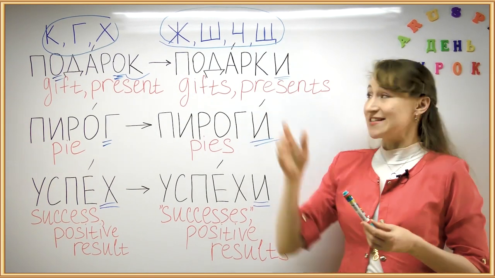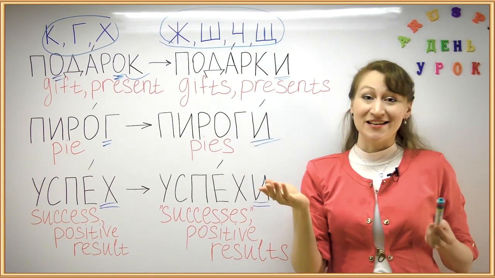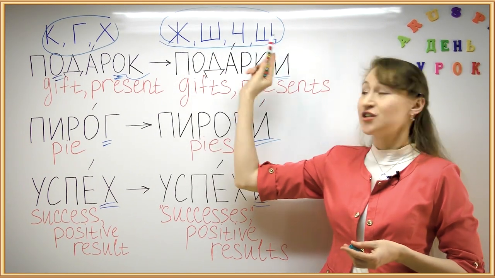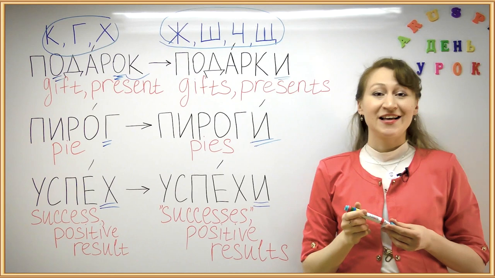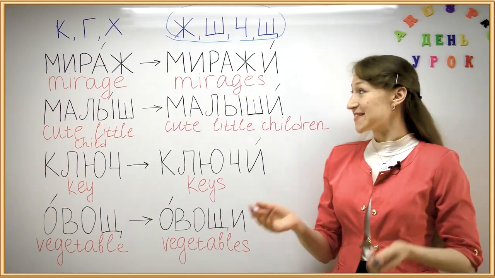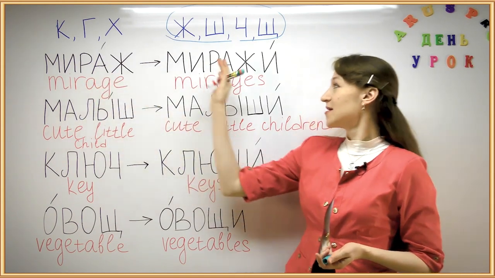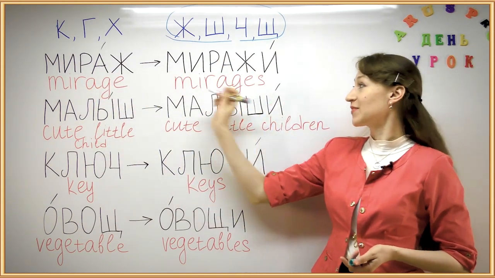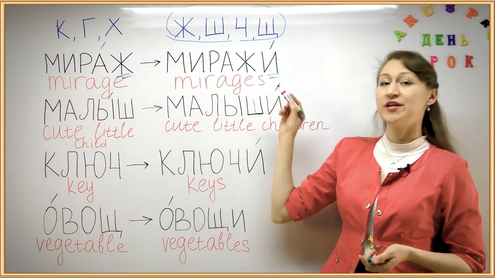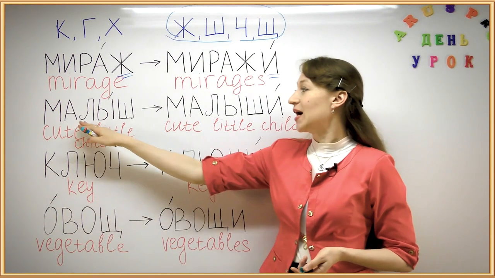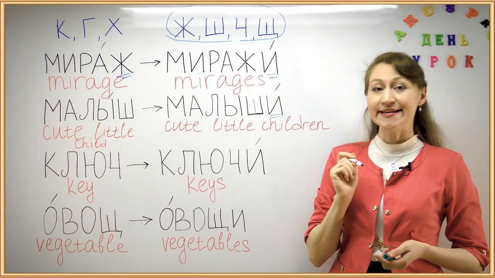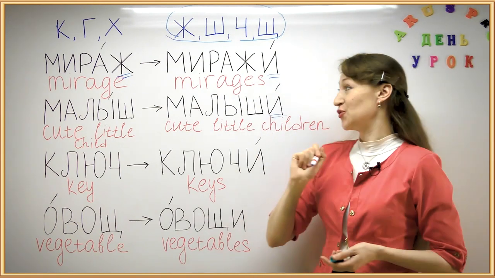So the hushers are the sounds that make a hushing sound, right? Zh, sh, ch, and shch. Let's look at the example words with these sounds. So hushers. Мираж, миражи. Ж does not go with ы. We write и. Малыш, малыши. И. One pronunciation nuance.